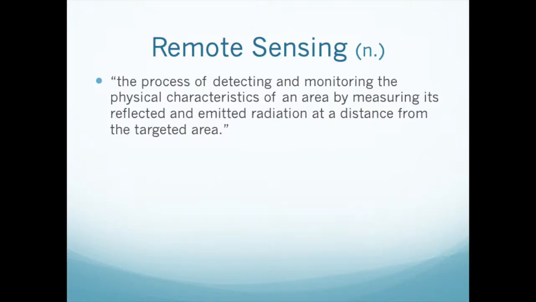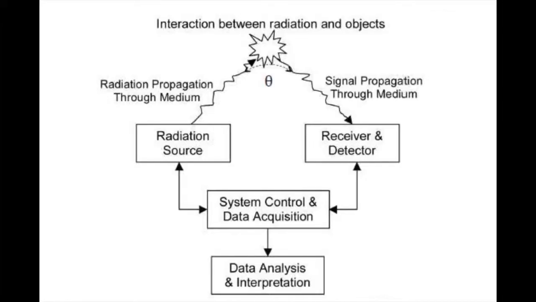So what is remote sensing? The USGS defines remote sensing as the process of detecting and monitoring the physical characteristics of an area by measuring its reflected and emitted radiation at a distance from the targeted area. Essentially, it is obtaining information without having a sensor in direct contact with the target.